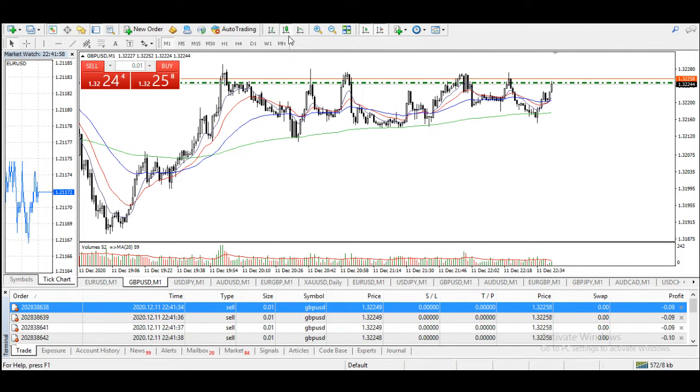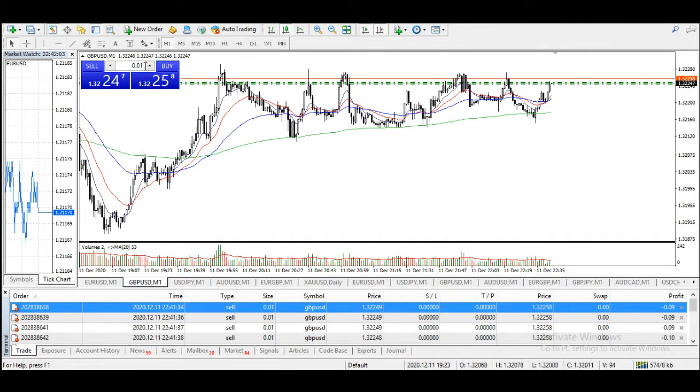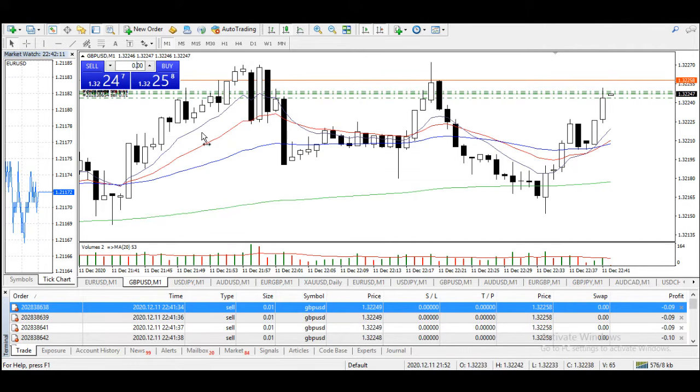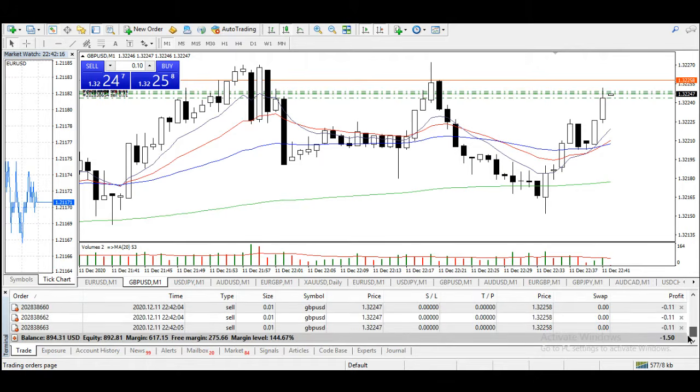Okay, so as you can see, I am on GBP/USD on the 1 minute time frame. And now I'm selling. Why? Because price is above the EMAs. Also, I am trading from a very tough account. What do I mean by a very tough account? I mean I don't have lots of leverage.